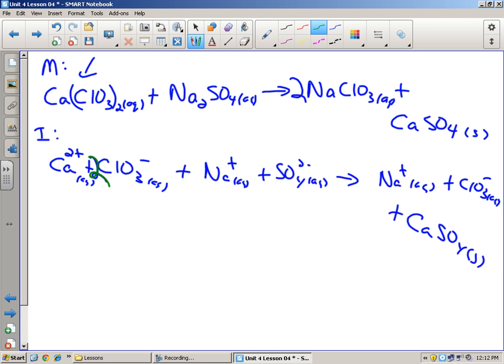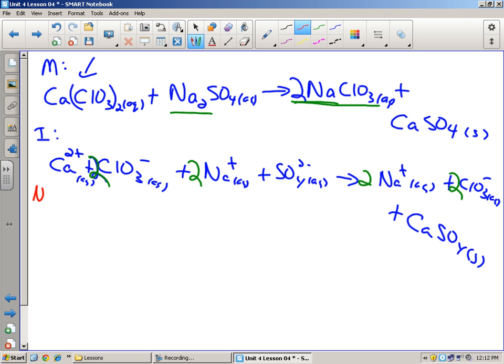Sodium's at 1 plus. I got 2 right here, so I need to have 2 right here. Sulfate, sulfate, good. Okay. 2 sodiums, 2 sodiums, 2 chlorates, 2 chlorates. 1 calcium sulfate, 1 calcium sulfate, we're done. Good? Questions? That's the tough part, if that's tough. Okay?